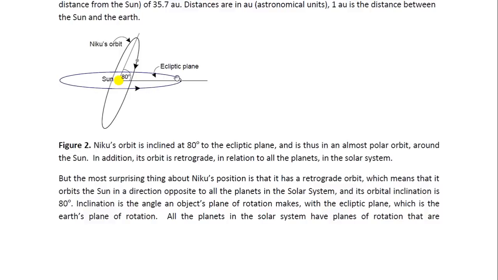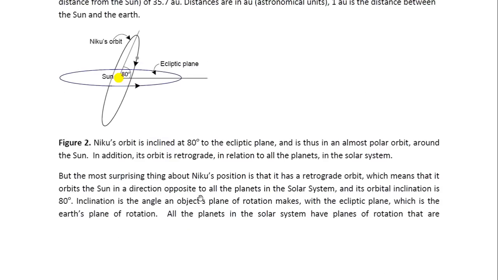So if all the planets in the solar system move in this direction, and this would be the direction they will be moving in if this is the north and this is the south, then Niku, you can see, has an orbital inclination of 80 degrees. That means the plane of Niku's orbit is inclined at 80 degrees to the ecliptic plane, and it moves in the opposite direction. It moves down in this way, which is opposite to that direction the planets in the solar system move in.